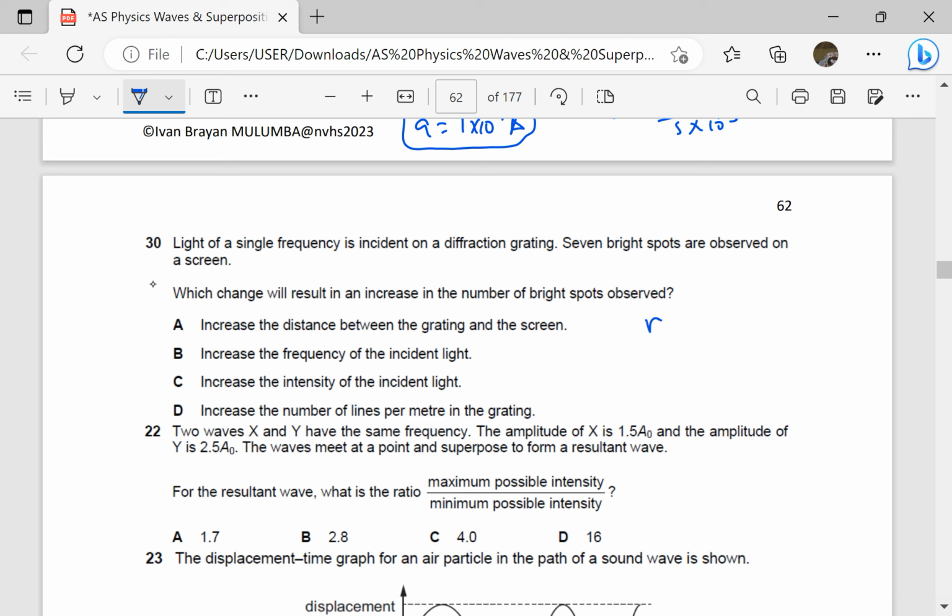For a diffraction grating, n lambda is equal to d sine theta. d is remaining constant, okay? So the number of bright spots is n. The maximum order is equal to d sine theta divided by lambda. We want to increase the number of bright spots. We must either decrease wavelength or increase d.